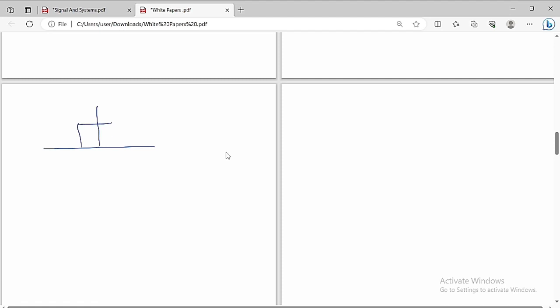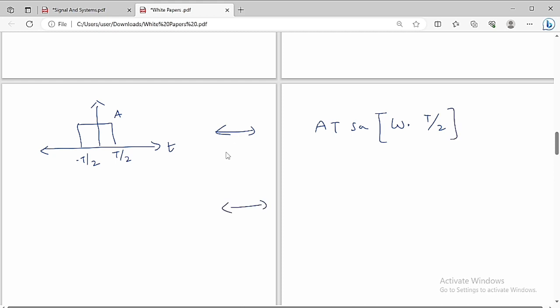So this is a thing I've already told so many times, but I will repeat this one. This is T by 2, this is minus T by 2, and this is the time domain t. So, what is the Fourier transform of this one? The Fourier transform is nothing but area, A into capital T into Sa of omega into, what is the width? It is T by 2. Going back to the duality, A into T into Sa of T into T by 2. What is this one?